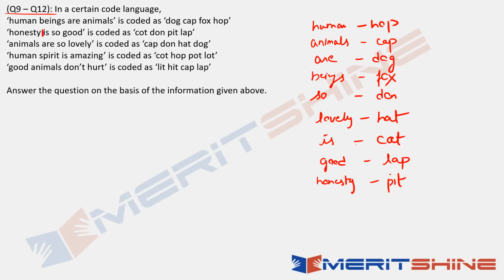Okay, come here. This is all done. So we have done human, so, spirit amazing is left. Spirit amazing would be plot, because these 2 are gone. Right, and the last one, good animals, we've got it for good animals. Don't hurt, we cannot find out the exact words. So cap lap is gone, lit hit. Fine. So animals and good. Fine. So lit hit is the only one left. So this would be don't hurt.